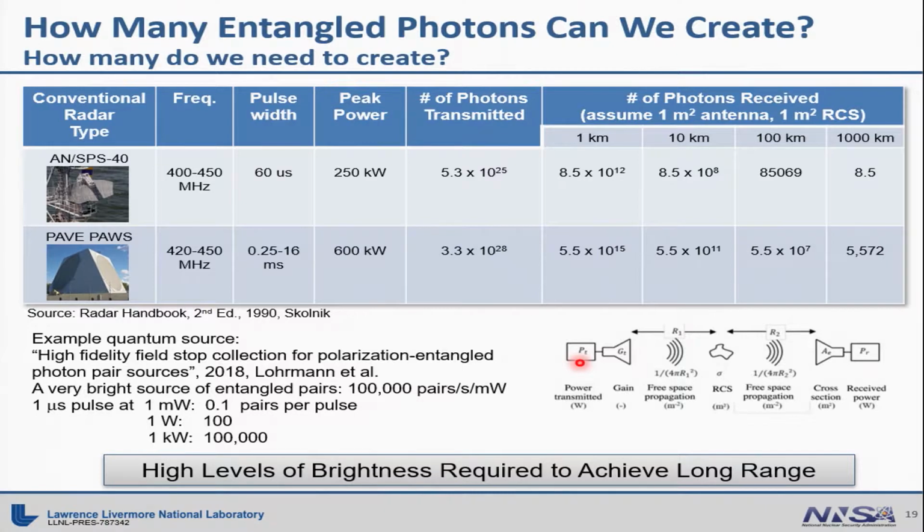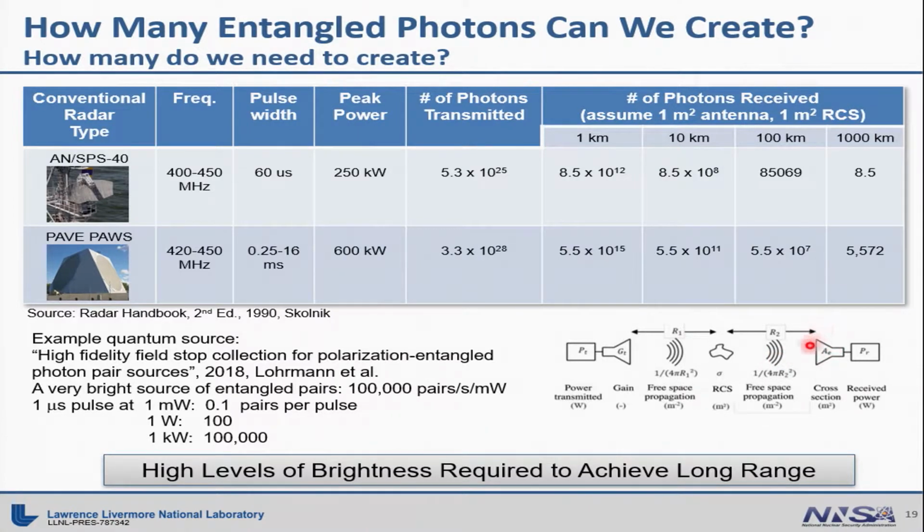You have a power source, you generate the light, you transmit it with an antenna. As soon as those photons leave the antenna, they start spreading out in a spherical wave, and the power density drops off like 1 over r squared. They hit that target, and then the light bounces off the target and again starts to spread out in a spherical wavefront, and you have another 1 over r squared reduction in the power density.